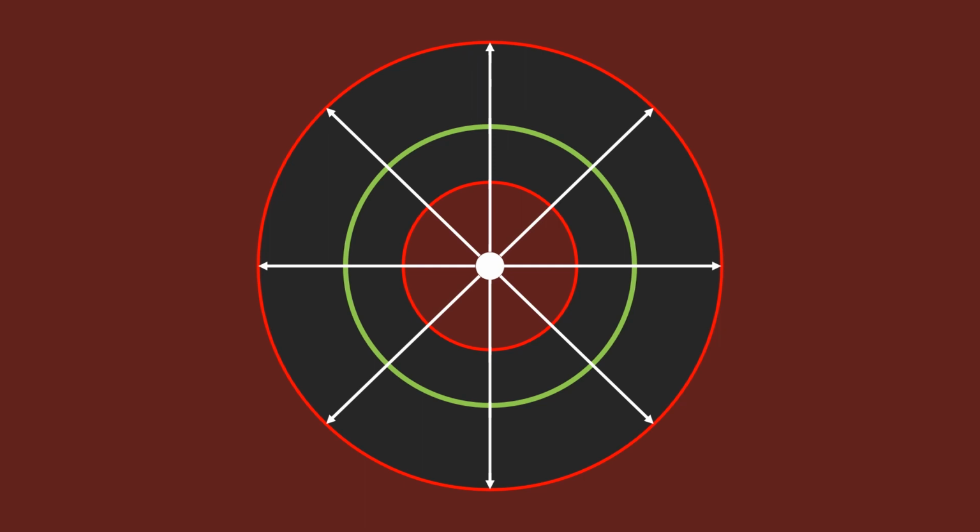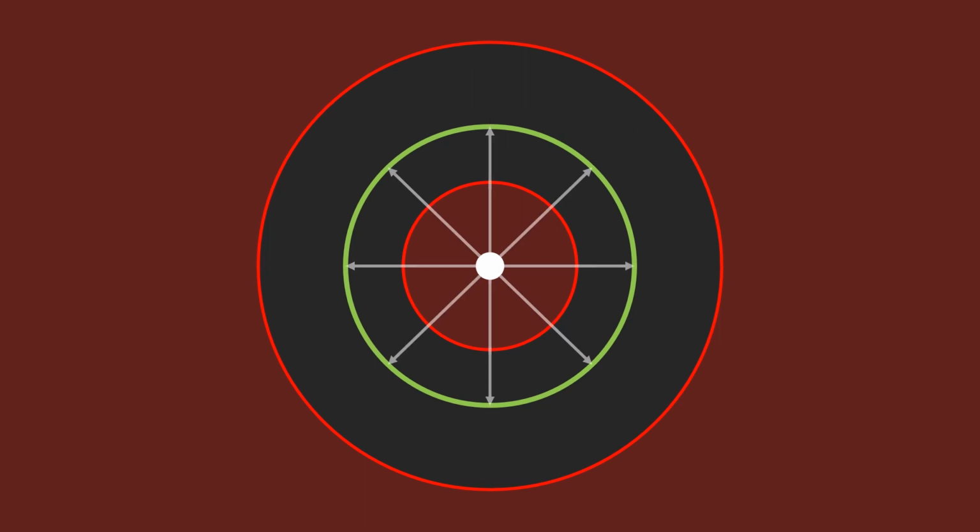Now, if these rays reach the outer red circle without hitting any obstacle or wall, we snap them back immediately to the green circle, which was the preferred distance for the NPC to walk at. This means that we now found 8 possible positions for the NPC to walk towards, indicated with the blue circles.